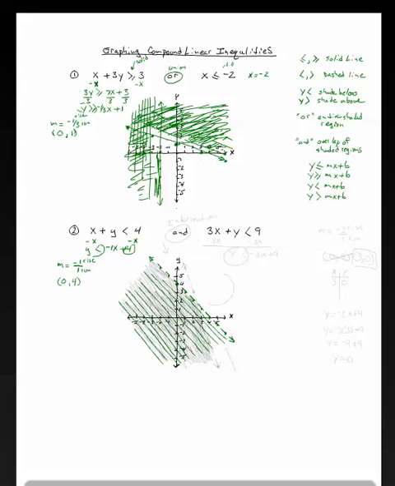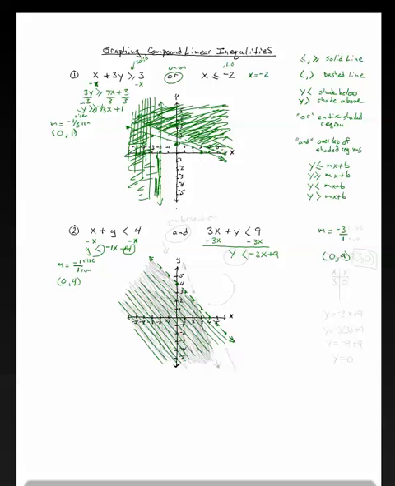Alright, second inequality, 3x plus y is less than 9. So I need to subtract 3x from both sides. That gives me y is less than negative 3x plus 9. Now notice that if I go to pull off my slope, that's negative 3, which I can write as negative 3 over 1, and my y-intercept is 0, 9. And we don't have 9 on our y scale.